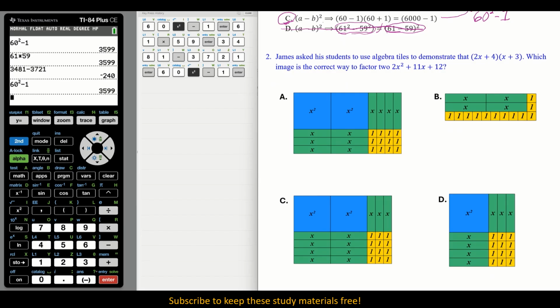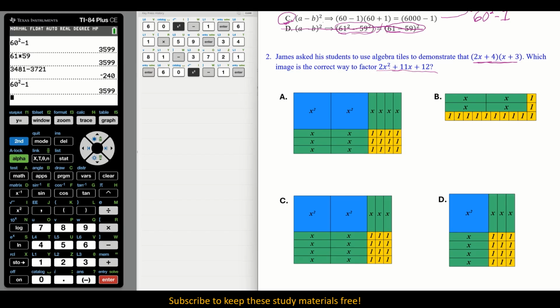Number 2. James asked his students to use algebra tiles to demonstrate that 2x plus 4 times x plus 3. To demonstrate that factored equation, which image is the correct way to factor? Oh, okay. Factor this equation. I'm not sure why that's spelled out. There we go. So all you have to do is look for the model that works.